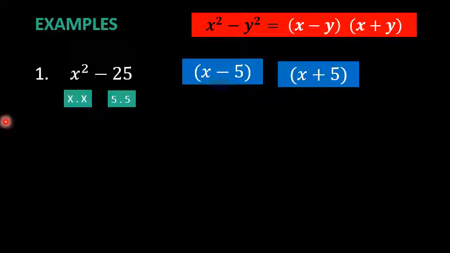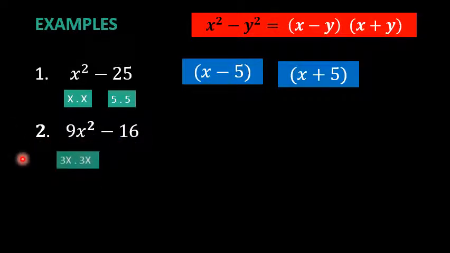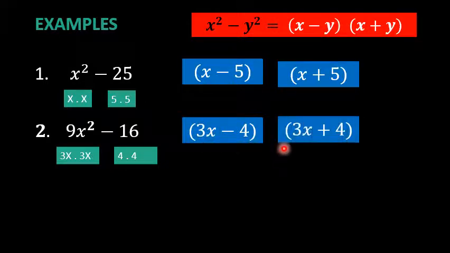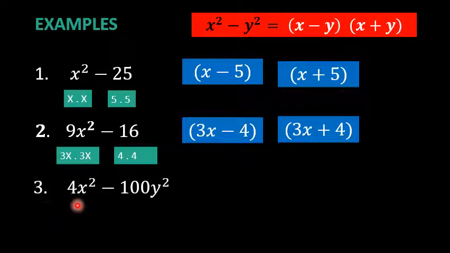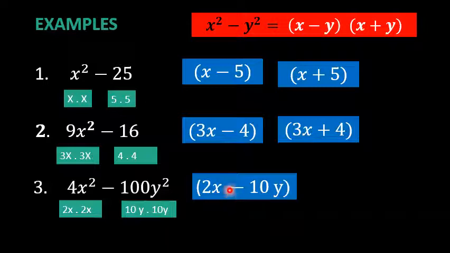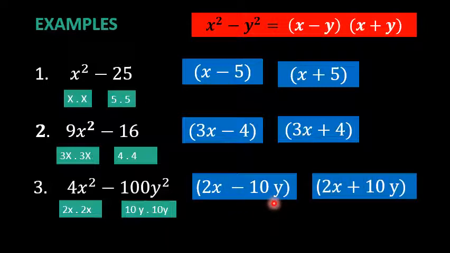Let's go to number 2, 9x raised to 2 minus 16. We have 3x times 3x, and 4 times 4. So the answer is quantity 3x minus 4 and quantity 3x plus 4. For number 3, 4x raised to 2 minus 100y raised to 2. 2x times 2x and 10y times 10y. Then quantity 2x minus 10y, quantity 2x plus 10y.